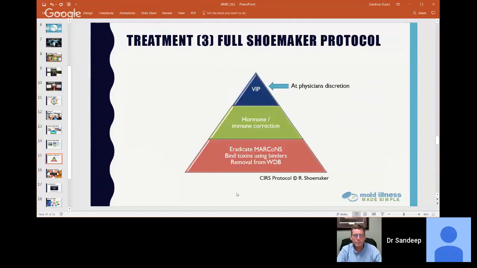So moving on to this, we're not going to spend a lot of time on this, but in some cases, VIP nasal spray, which I call the cherry on the top of the CIRS treatment protocol, can be used in children, particularly children of an older age. And would you like to very quickly speak to that, Dr. McMahon, about what experiences you've had with using VIP nasal spray in older children?